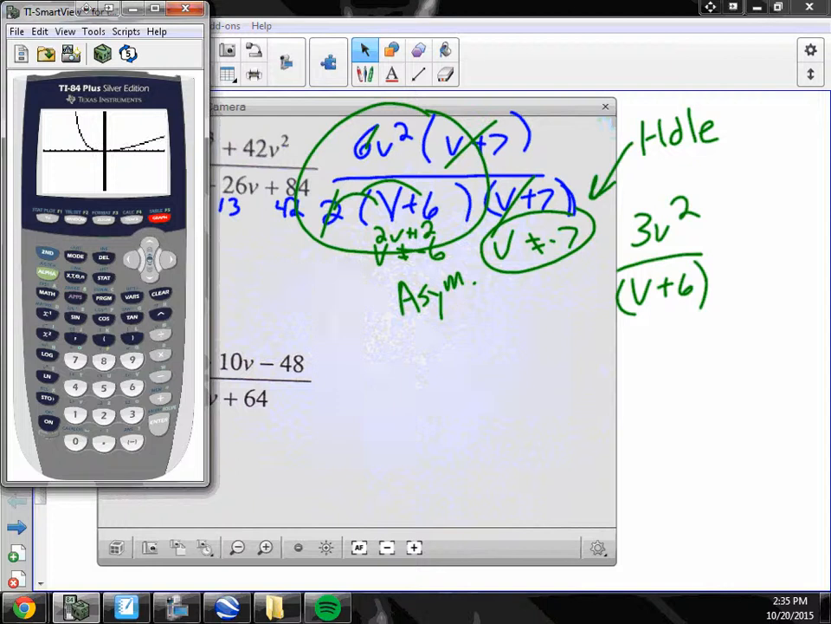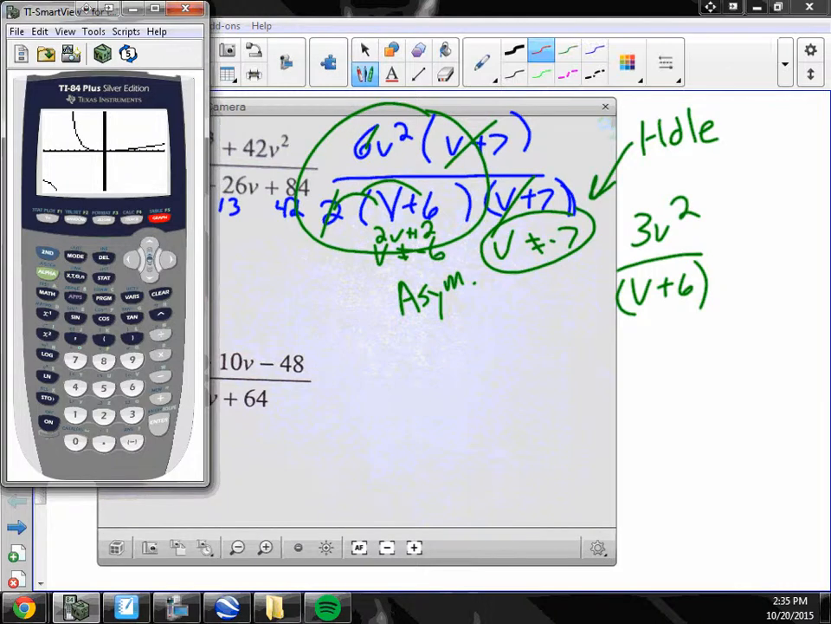Not really, because it appears as though there's nothing happening over here on the left side, but we know that has to be true. Somewhere there's a hole at negative 7, and there's also an asymptote at negative 6. So I'm going to go into my window, and I'm going to zoom out a little bit more. So maybe 100 and negative 100. Ah, there I see it.